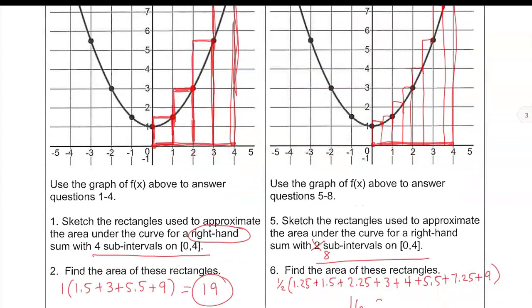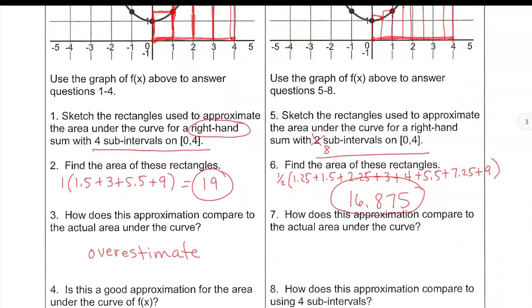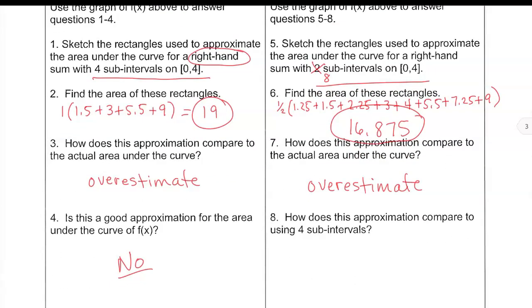I'm getting 16.875 as my approximation. So that is a lower number than 19, and we still have a little bit of the rectangle sticking out above the curve. So while this is still an overestimate, it is not a great estimate of the area. It is better than using 4 subintervals.